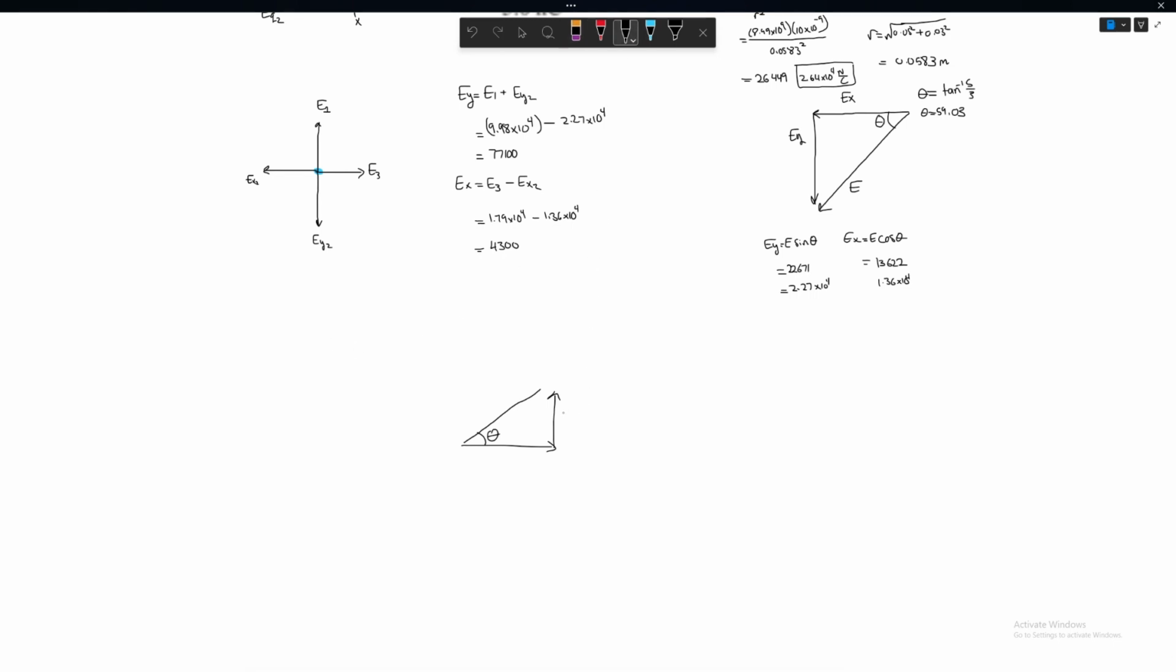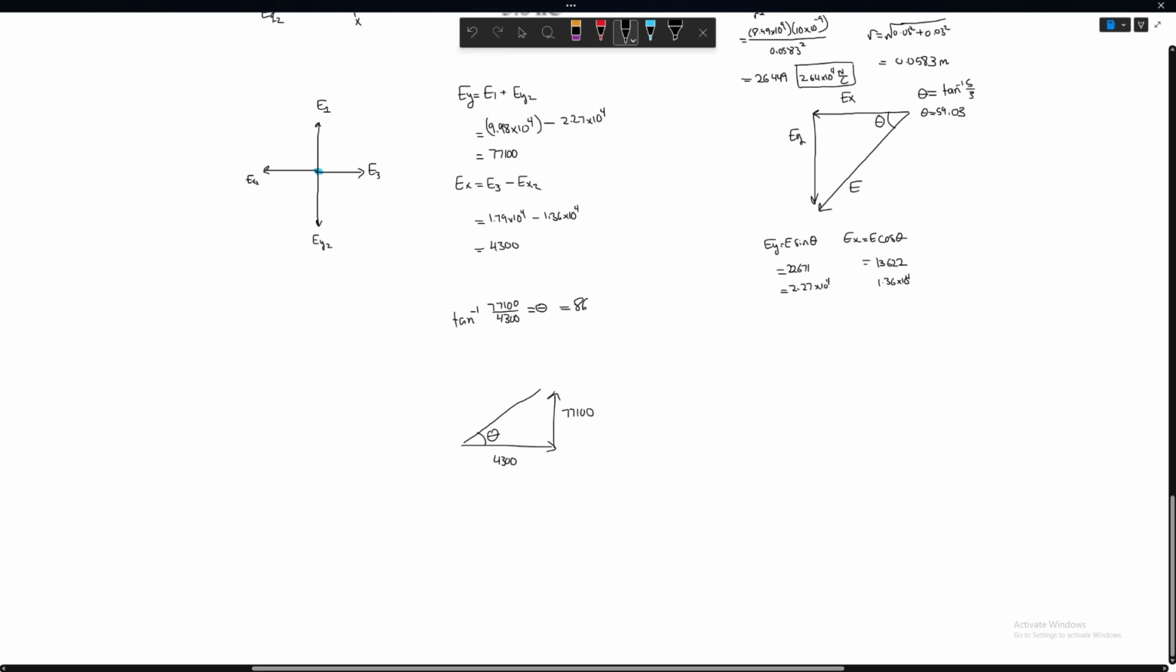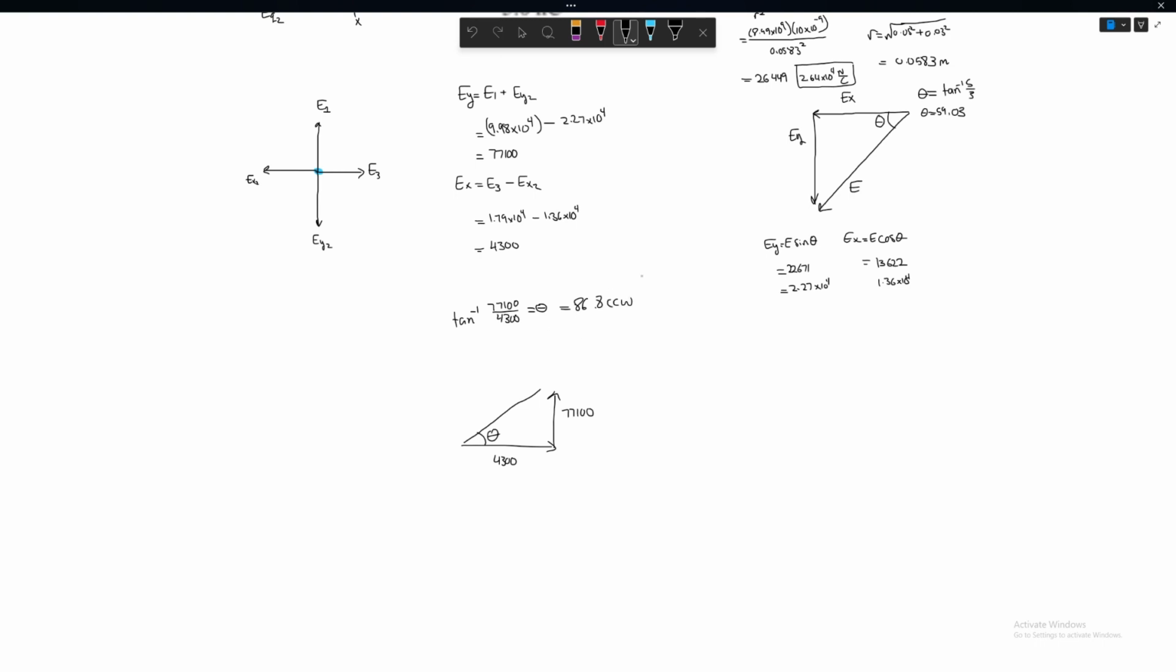Since I have my y, which is 7,100, and I have my x, which is 43, then I can just do tan inverse of 7,100 over 4,300 equals my theta, which is 86.8. All right, and that is counterclockwise from the positive x. And so now if I were to rewrite this, my E x is 4.3 times 10 to the 3.